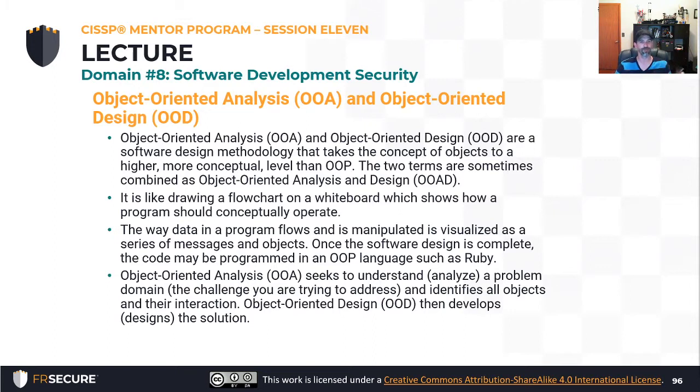The way the data in the program flows and is manipulated, you do that by visualizing that with messages and objects. And once the software design is complete, the code can be programmed directly into an object-oriented programming language because the design specs fit so nicely because they were object designed. Object-oriented analysis seeks to understand and analyze the problem, the challenge that you're really trying to fix. And it says, okay, how do all these objects interact, and what do they do? And so you use that to do an object-oriented design, and then you develop the solution from there. So basically, this is just high-level object-based ways of designing the application, so that it more easily fits the object-oriented programming.